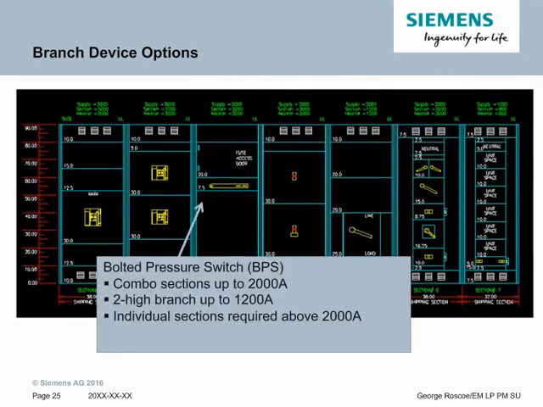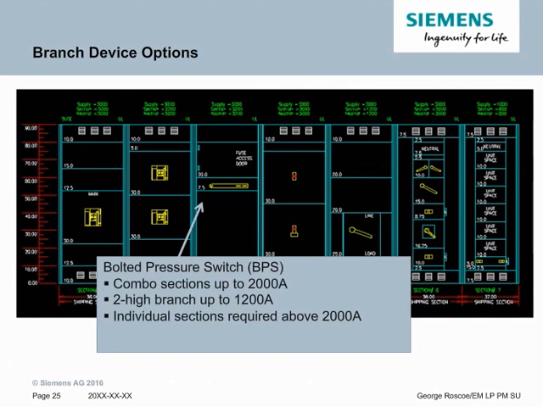The next is a bolted pressure switch, which is a fused switch with a disconnecting means. It can be mounted individually up to 5,000 amps. As a side note, any bolted pressure switch over 4,000 amps will not have a UL label. It'll only have a UL label on 4,000 amps and under.